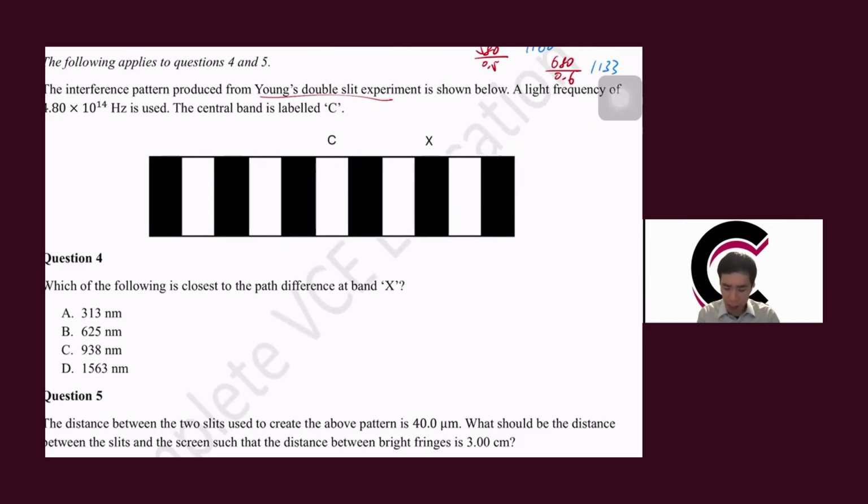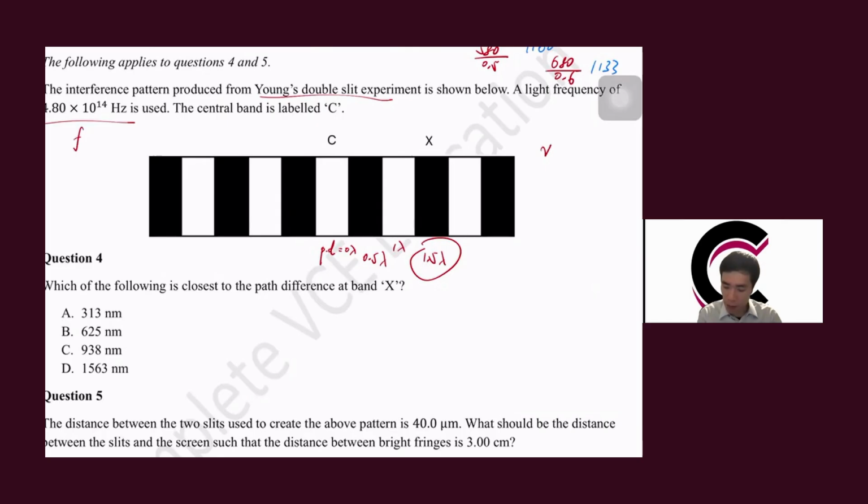Central bright band is labeled as C, which means the path difference is 0 lambdas. The question is asking which one's the closest to the path difference at band X. So band X is a dark band. In other words, we have 0.5 for the first one, 1.5 for the dark band. So that's the path difference. What I'm writing down is the path difference in terms of the wavelength. And that's 1 lambda, 1.5 lambda. Basically, if you can find what lambda is, you solved the question. So our job now becomes, what is the lambda, given that we have a frequency, f?